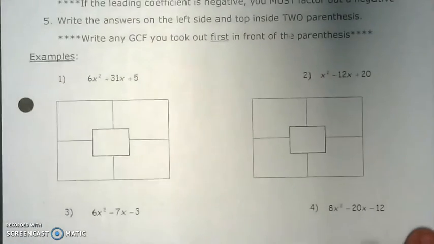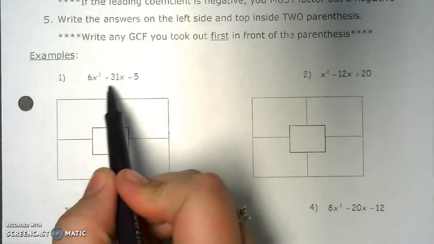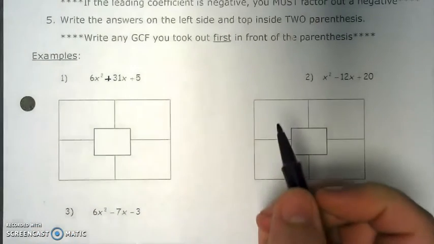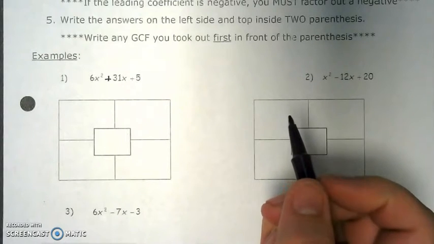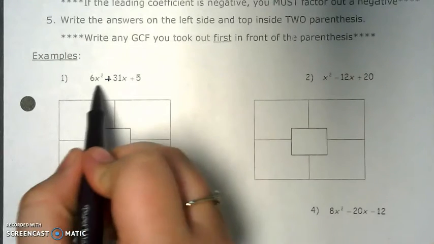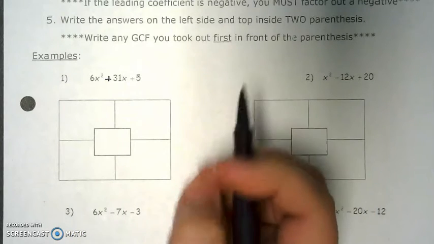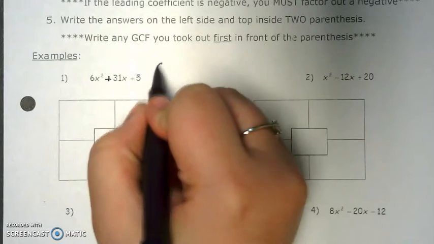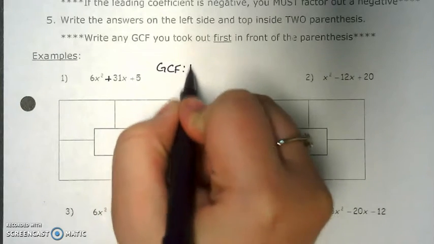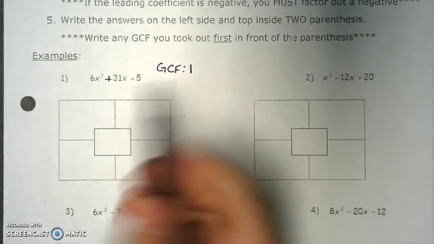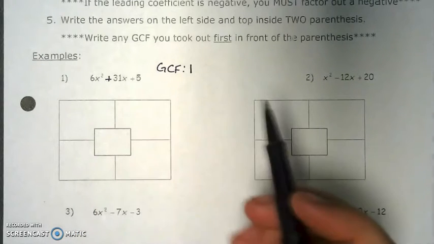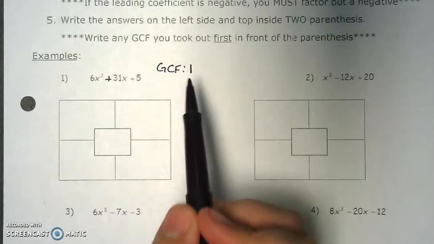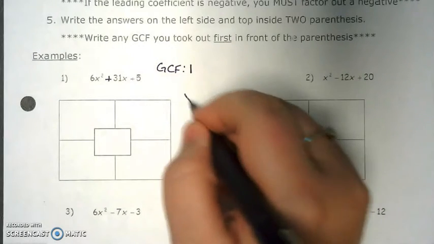So our first example is 6x squared plus 31x plus 5. So the very first thing is we find the GCF. Well, we see that there's no variables in common, and the biggest number that can go into 6, 31, and 5 is 1. So my GCF is 1. Now, if I divide these by 1, nothing changes. That's the only time you don't have to divide is when your GCF is 1. So we move on to this x.